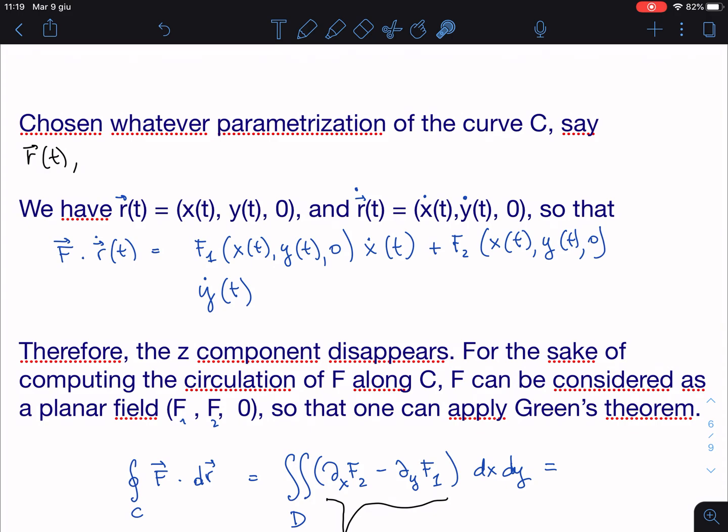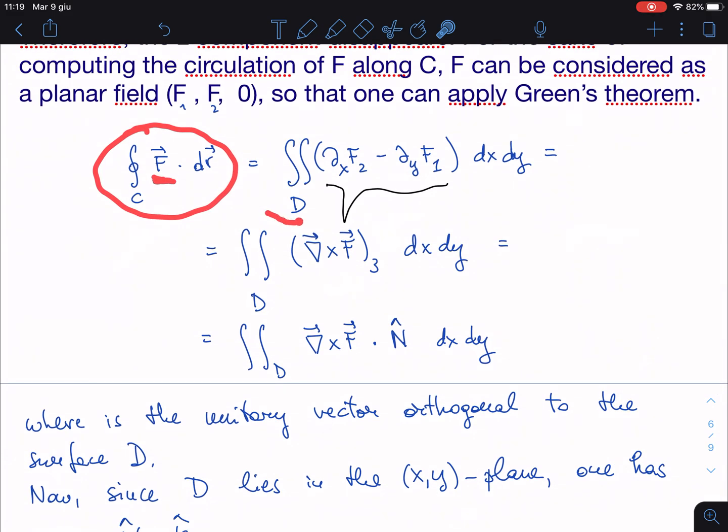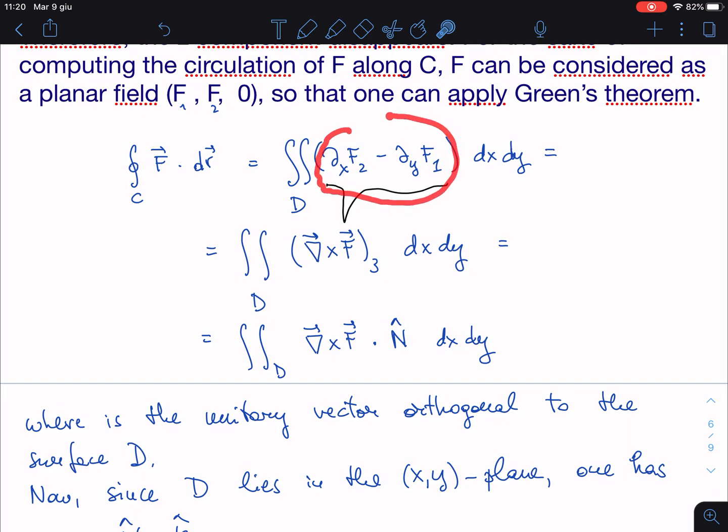And so one can apply Green's theorem. So we have the circulation on the curve C of F. Applying Green's theorem, this is nothing but the double integral on the surface D, which is the interior part of the curve C, of this curious combination of derivatives of the fields, d_x F2 minus d_y F1, dx dy. Okay? Now, what is this strange combination? This strange combination is nothing but the third component of the curl of F.